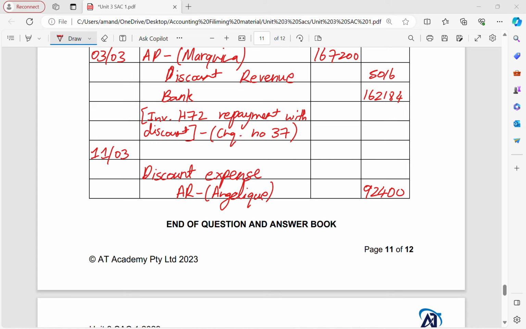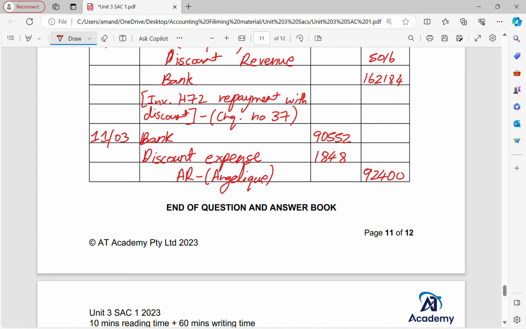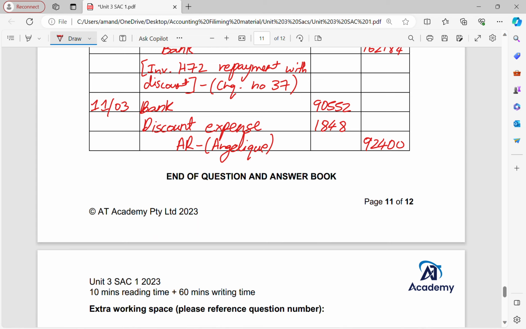Discount expense is here. The expense increases, and then bank is also increasing. Asset increases because money is coming to our account because they're paying us back, but we're getting paid less than the actual amount because we've granted them a discount. And 90,552 is because 92,400 times 98%, and then discount expense can be figured out by 92,400 minus 90,552, or just 92,400 multiplied by 0.02, so 2%, to give us 1,848.